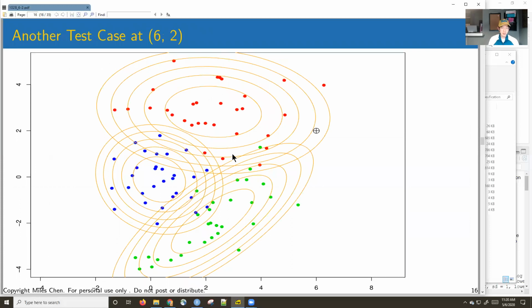Okay, let's just try a couple other examples. Here we can do another test case. This one is at 6.2. Looking at our chart, where would you say this dot belongs? This test case right here.